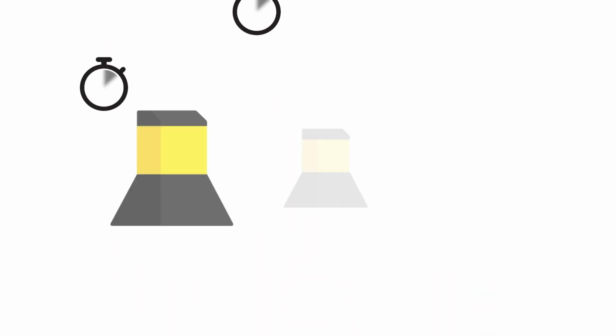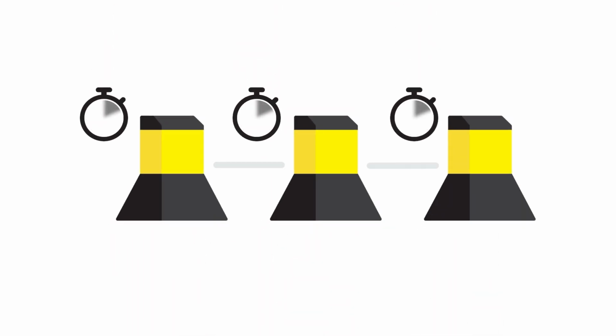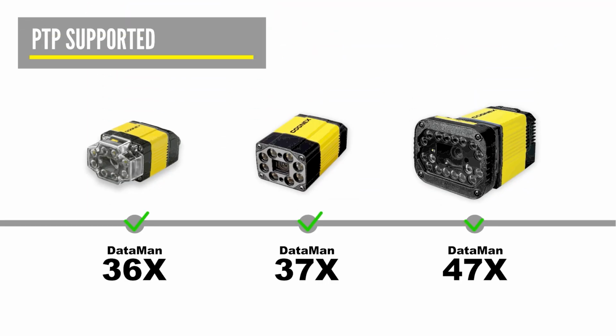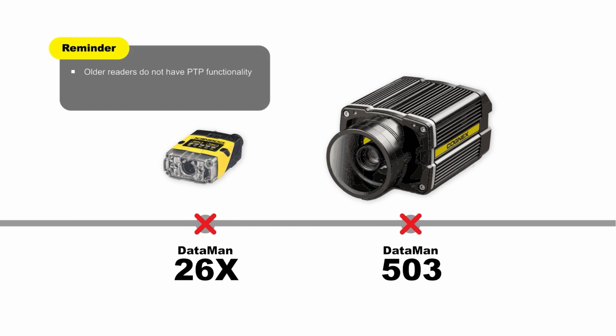Cognex uses PTP to synchronize readers in a group without the use of extra cabling. PTP functionality was introduced with the Dataman 360 series and has been included in all later models. Older models, like the Dataman 260, do not work with PTP. Unlike newer models, Dataman 503 utilizes an alternative synchronization method that requires additional hardware.